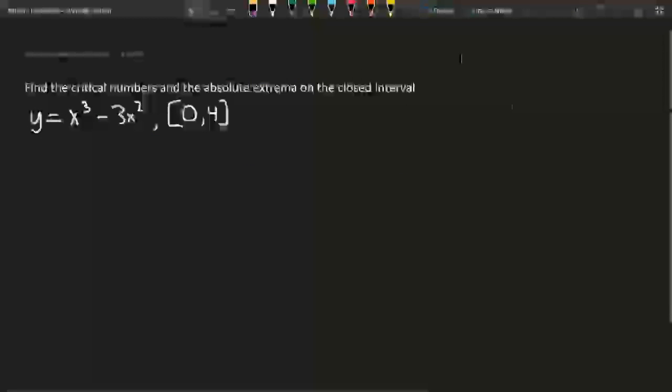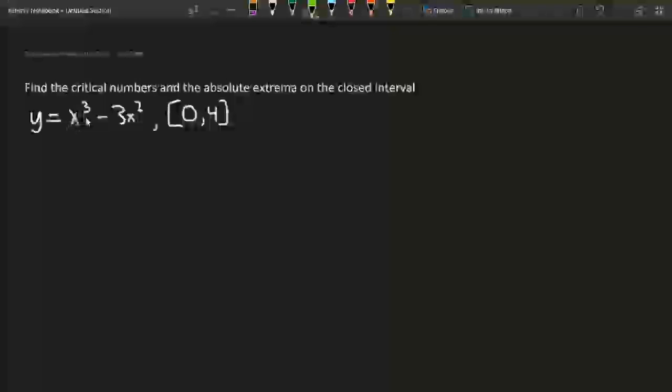For our first example problem here, we are asked to find the critical numbers and the absolute extrema of the function y equals x cubed minus 3x squared on the closed interval of 0 to 4. So if we look back at the steps that we follow from earlier, we see that the first step is to find the derivative of the function. So let's find the derivative.